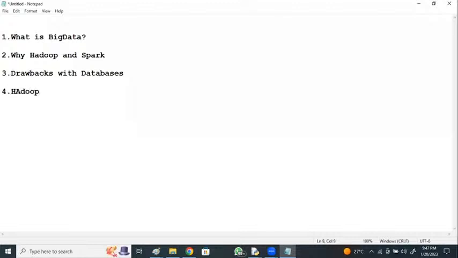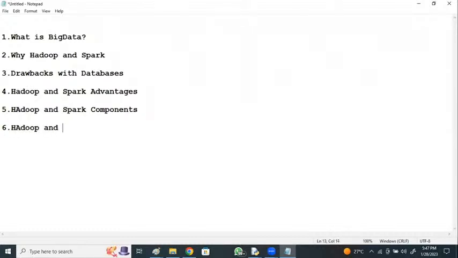Hadoop and Spark advantages. Hadoop and Spark components. Hadoop and Spark. Job market.